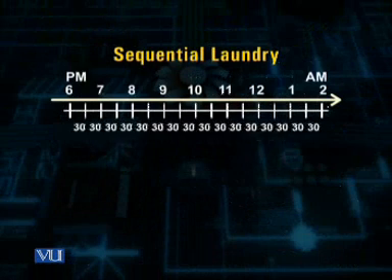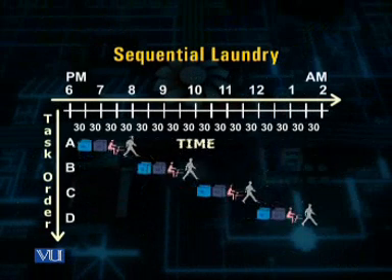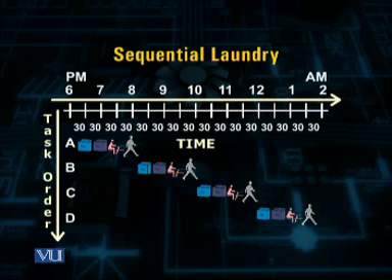As you can see from this diagram, these four steps can be performed in a particular sequence, one after the other. If we assume that each of these operations takes 30 minutes, then one complete load can be washed in 2 hours, whereas the four loads will be completely washed in 8 hours. So anybody who placed their load in the queue at the beginning will find that it takes 8 hours for the last load to get completely washed.